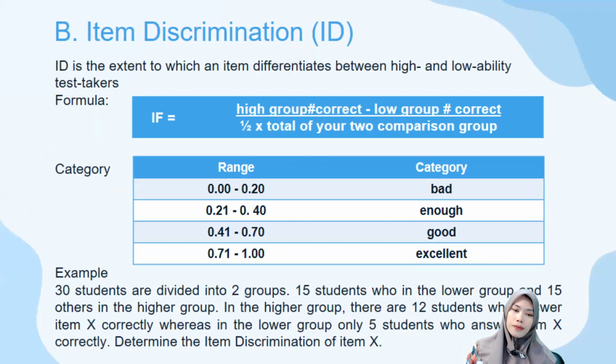All right. And then item discrimination or ID, this is the formula. For example, the categories are bad, enough, good, excellent. For example, 30 students are divided into 2 groups, 15 students in the lower group and 15 others in the higher group. In the higher group, there are 12 students who answer item X correctly, whereas in the lower group, only 5 students answer item X correctly. Determine the item discrimination of item X.